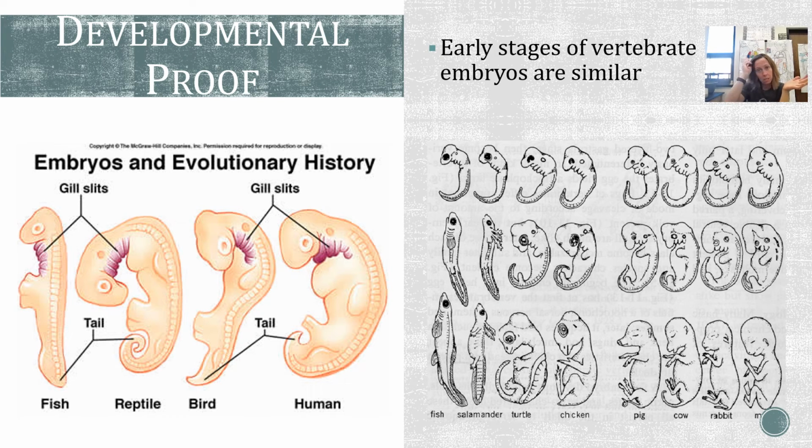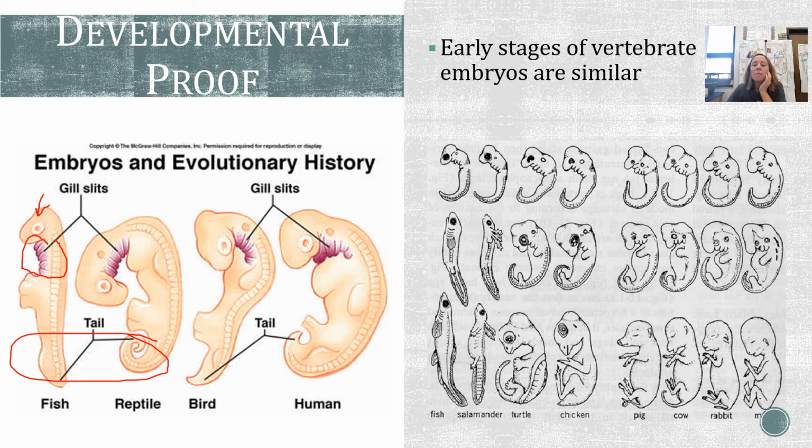Developmental proof is next. Developmental proof tells us that the early stages of vertebrate embryos are very similar. It shows us that the more similar they are in development, the more similar they are in their evolutionary history. If we look, all of these organisms have gill slits. That's these things. They all have these tails down here.